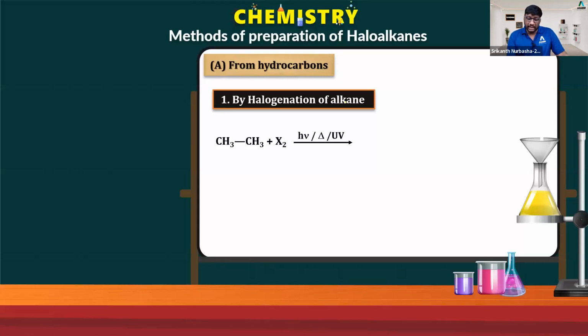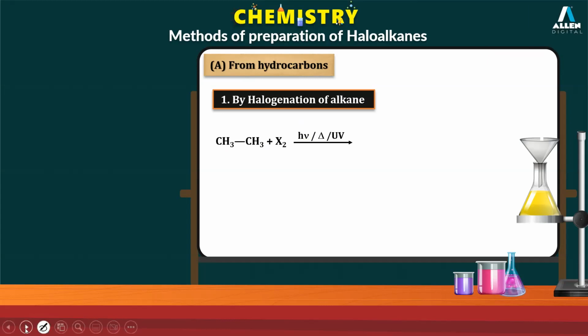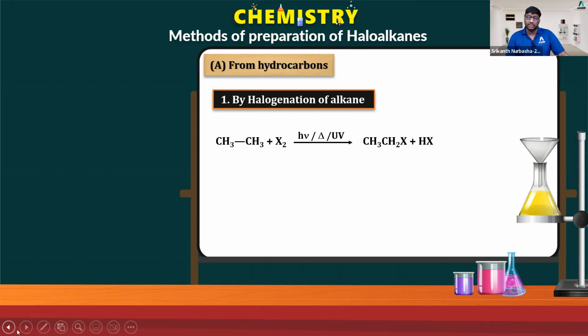By halogenation of alkane, so this reaction will come under which category? CH4 plus X2 in the presence of free radical substitution reaction. What is the rate determining step in free radical substitution reaction? Abstraction of hydrogen to generate methyl radical or alkyl radicals.